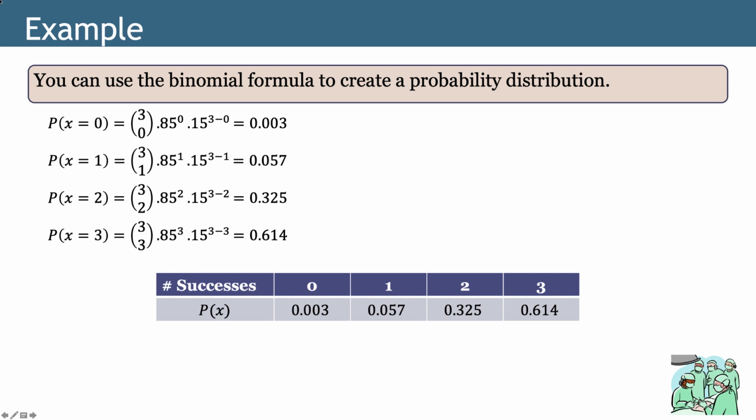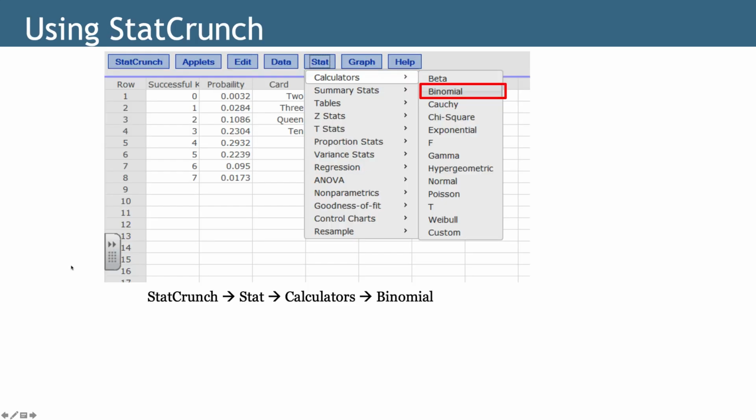Now, I could do this for every variable. So for 0, 1, 2, and 3. And when I get all those probabilities, I could put them in a chart, and that creates a binomial probability distribution. So my discrete variable is the number of successes in 3 trials. And then here are the probabilities for each of those, calculated using the binomial probability formula. And now I have a binomial probability distribution. So that's pretty neat.